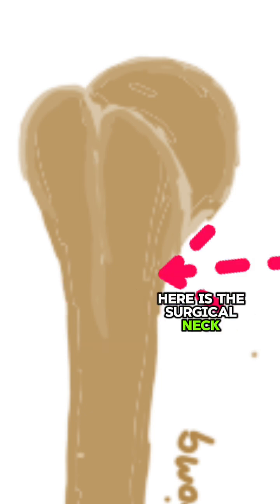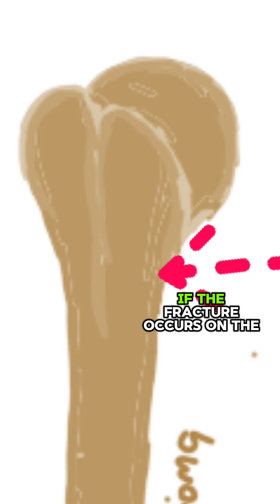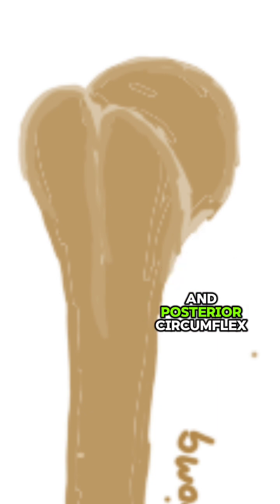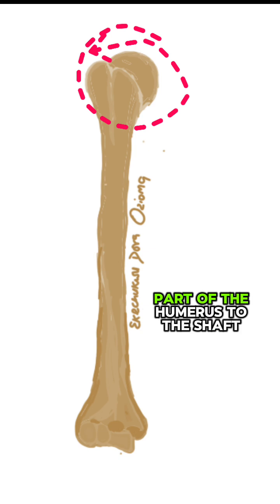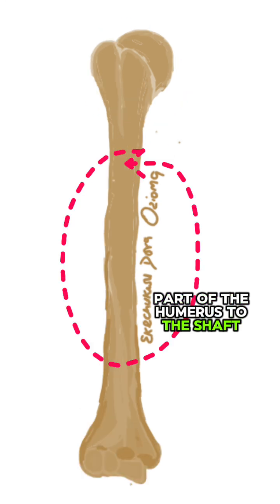Here is the surgical neck, the second neck of the humerus. You can see it's narrow and distal to the tubercles. It is the most common site for fracture of the humerus. If the fracture occurs on the surgical neck, the axillary nerve and posterior circumflex humeral artery will be at risk or affected. So this surgical neck, as you can see, is a pathway from the proximal part of the humerus to the shaft. This is the shaft of the humerus.